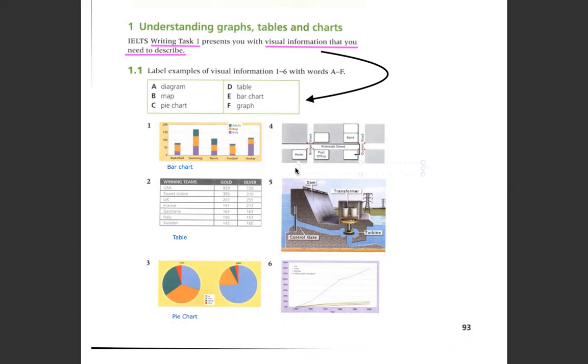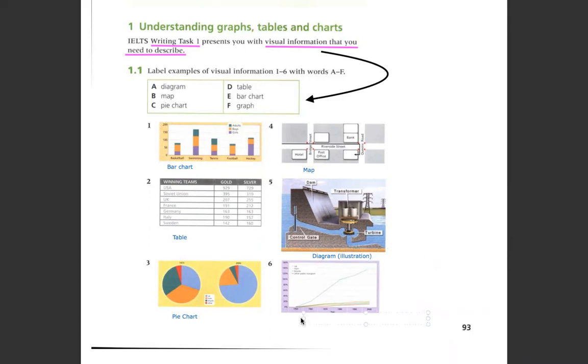Number 4. Okay, number 4 is a map, B. And number 5. All right, a diagram is correct. You may also call this an illustration. So if you don't know that word, you can write it down, use it for paraphrasing. And the last one, number 6.